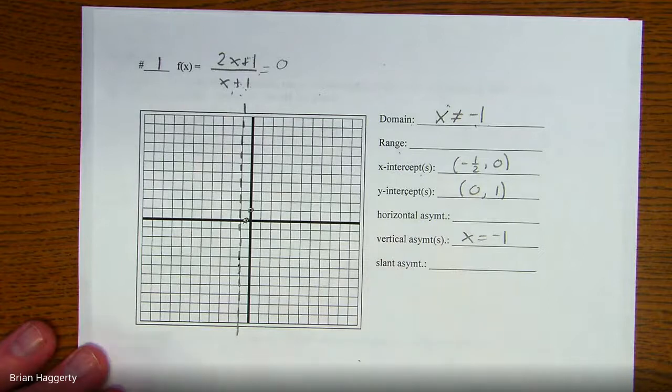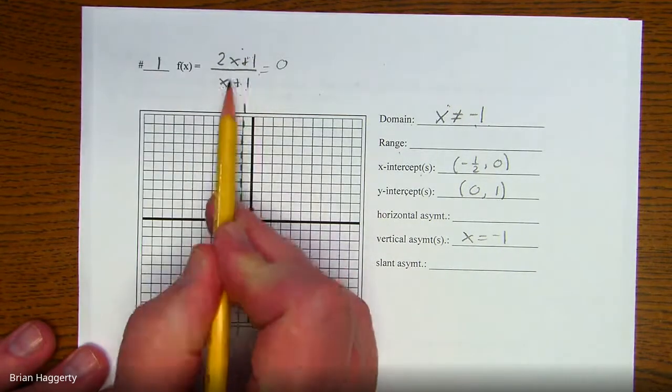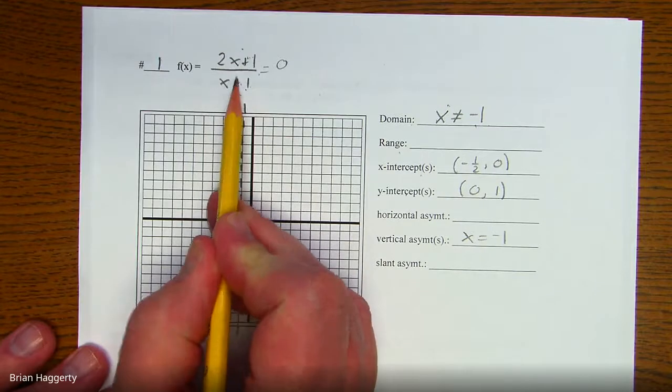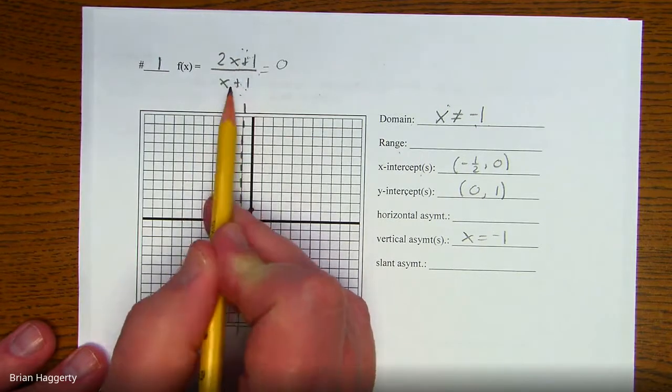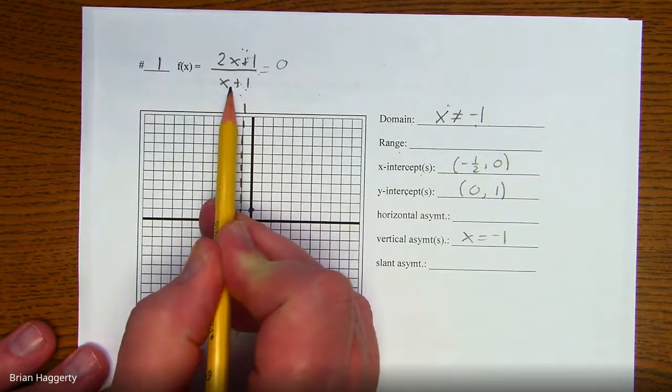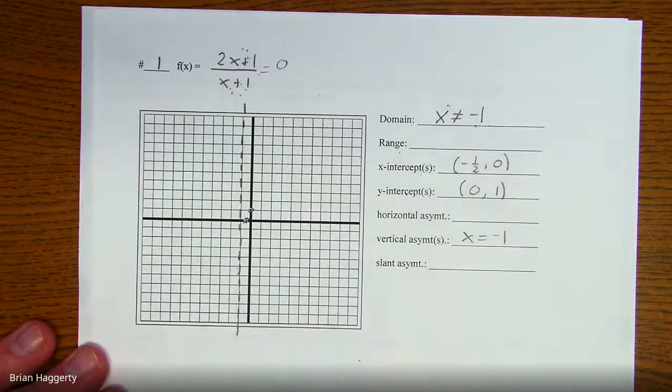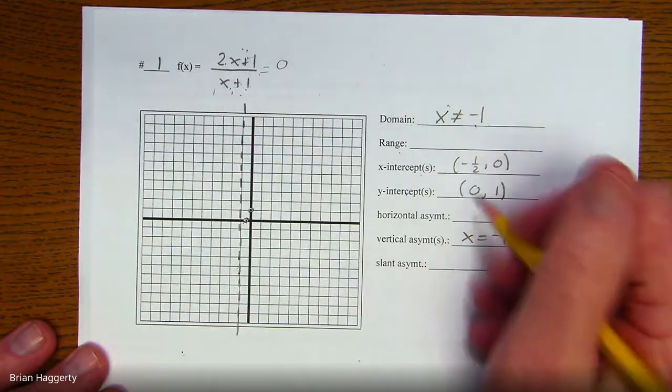All right, your horizontal asymptotes. They are determined by how the degree of the top relates to the degree of the bottom. The top is degree 1. The bottom is degree 1. Means they're the same degree. If the degrees are the same, your horizontal asymptote is going to be at the ratio of the lead coefficients, meaning 2 over 1.